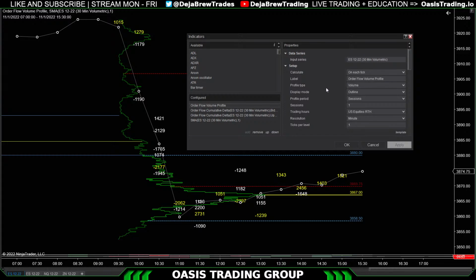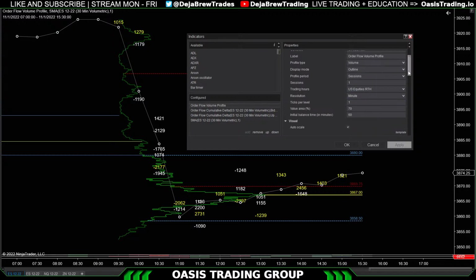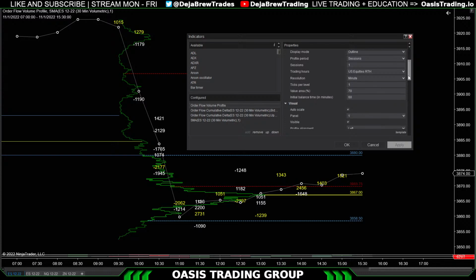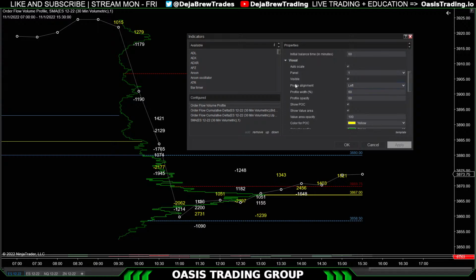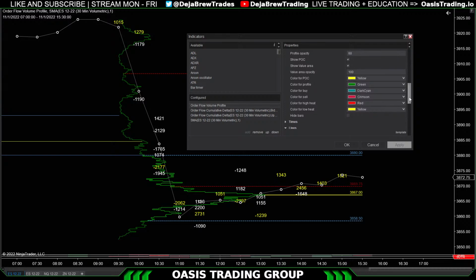Profile type is volume, display mode is outline, profile period is sessions. We're using 1 session with the real-time hours, the cash session. 1 tick per level for the profile, 70% value area, 60 minutes for the initial balance, and then everything else I believe is default. Profile alignment left, width is 60. Everything else is color settings.